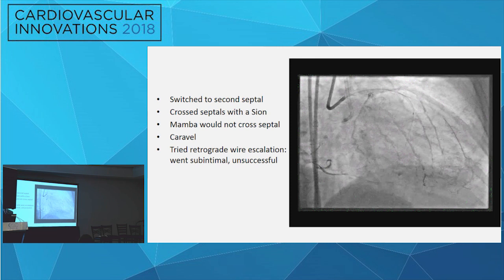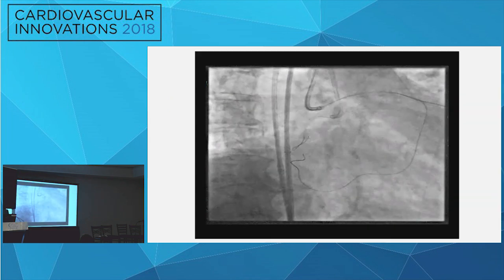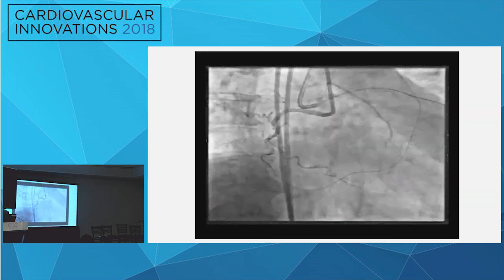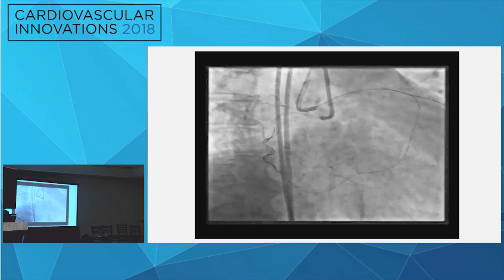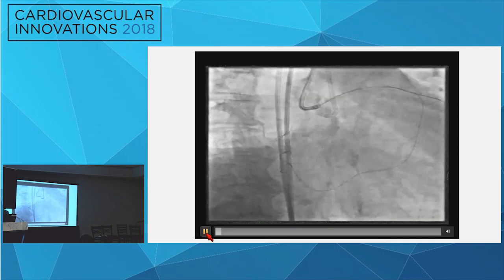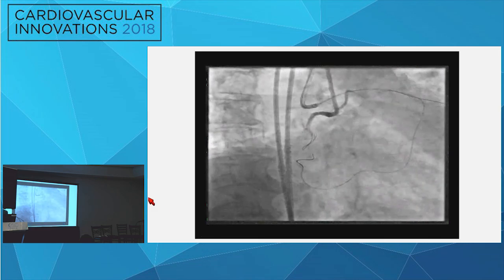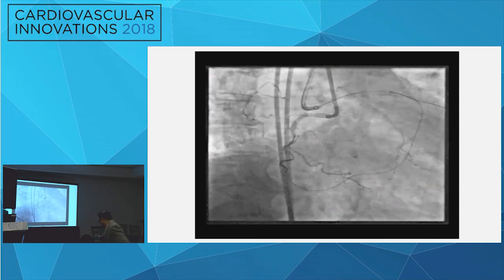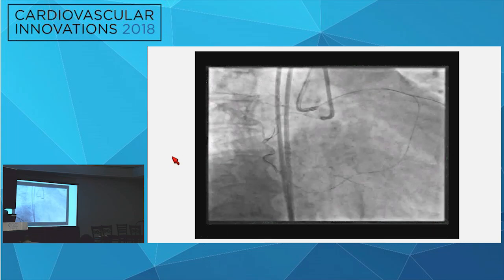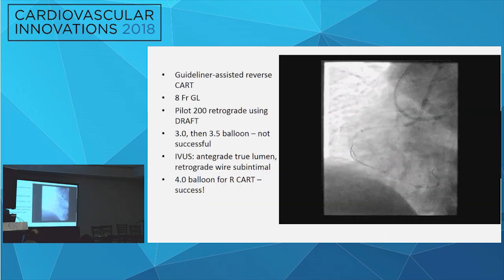So now that our retrograde wire was there, we thought, okay, let's try a wire escalation technique initially. But again, even though the lesion and the subtotal occlusion was fairly short, our wire continued to go subintimal, and we really were not successful. So at this point, we have our antegrade wire at the point of occlusion, and you can see our retrograde wire is still clearly subintimal and not really tracking in with the true lumen that the antegrade wire is in, or that we thought it was in.